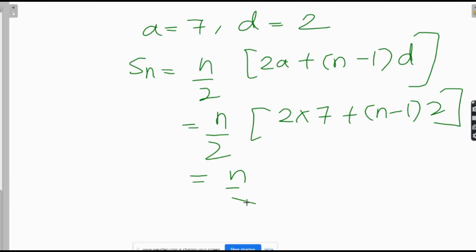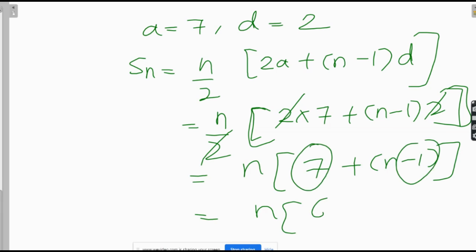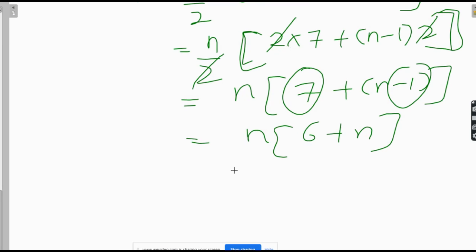So this becomes n upon 2. So what I can do is, look at this step now. 2 is outside the bracket. So this 2, this 2, all 2 can get cancelled. n into 7 plus n minus 1, which will give you n into 7 minus 1, 6 plus n, which will give you n into 6, 6n, n into n, n square.